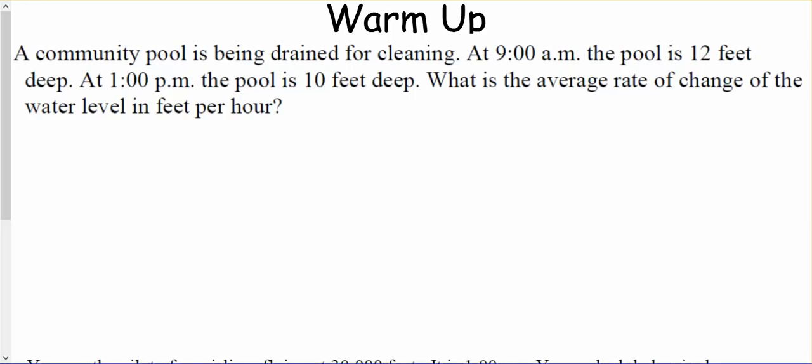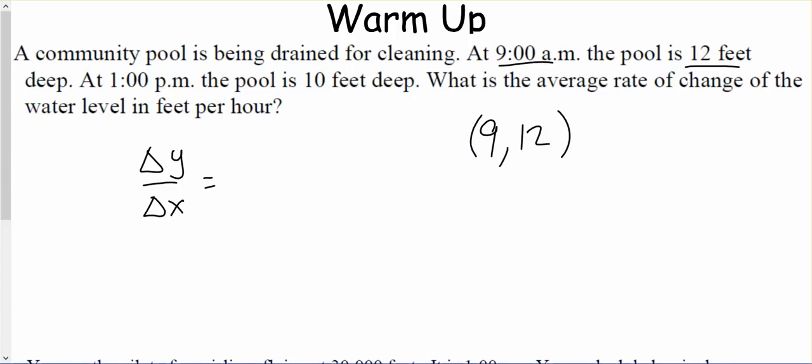So average rate of change, that just means what's the slope? Slope is change in y over change in x. And so we need our 2 points. At 9 a.m. the pool is 12 feet deep, so that's a point: 9, 12. And at 1 p.m. the pool is 10 feet deep.